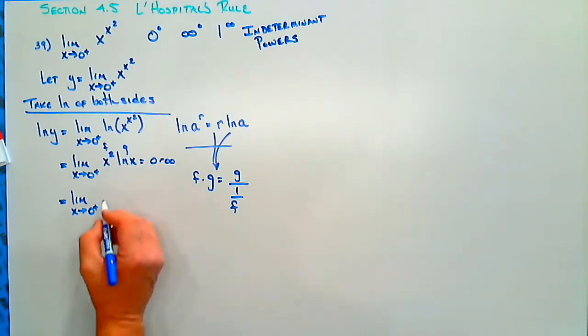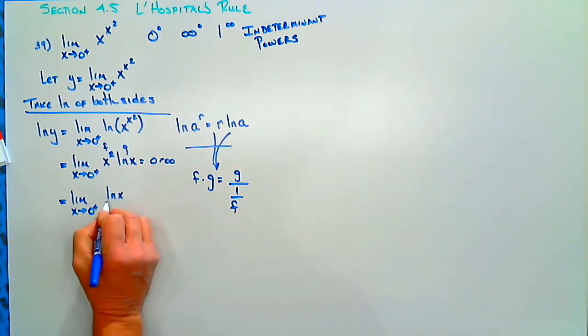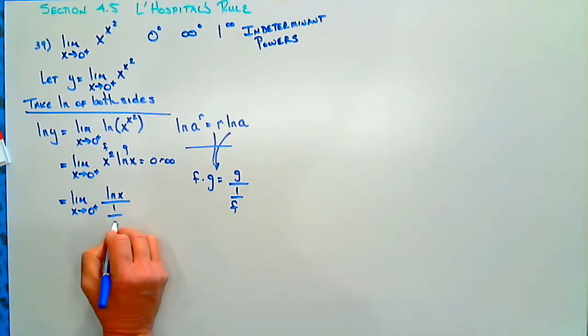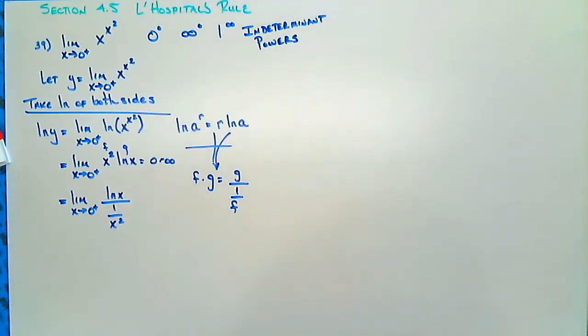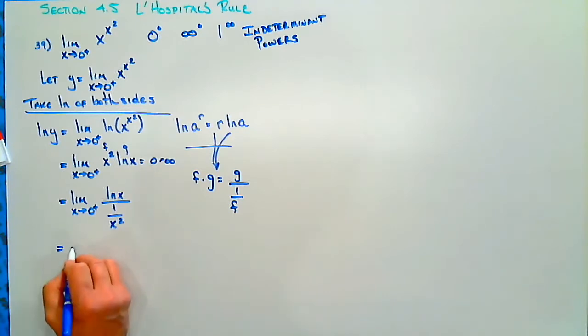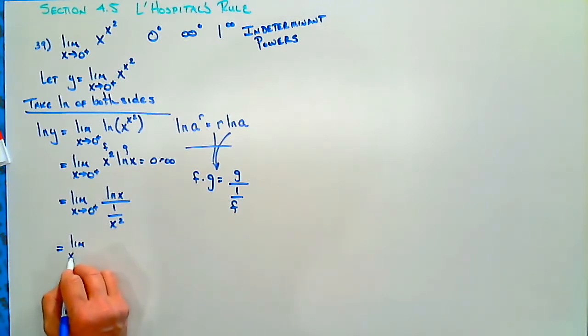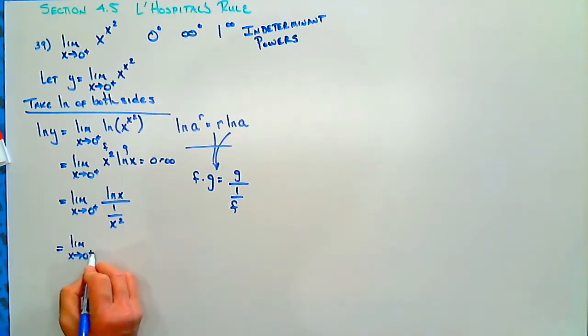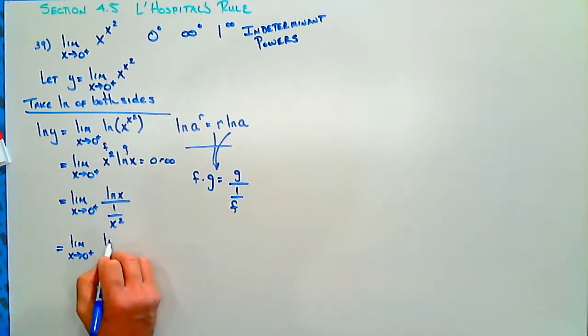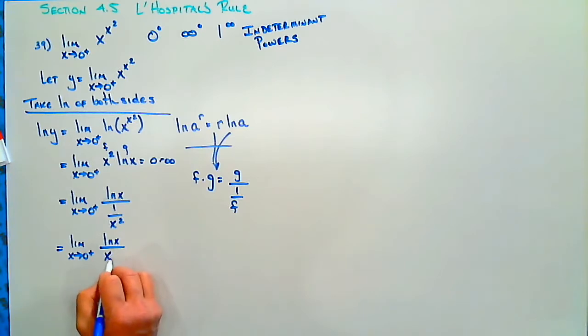And what do we have here? We have the natural log of x divided by 1 over x squared. Always leave the natural log in the numerator. Now what does this turn out to be? Well, this is the limit. And I'm not doing anything here. I'm just going to rewrite this. This is the limit as x approaches 0 from above of the natural log of x divided by x to the minus 2.